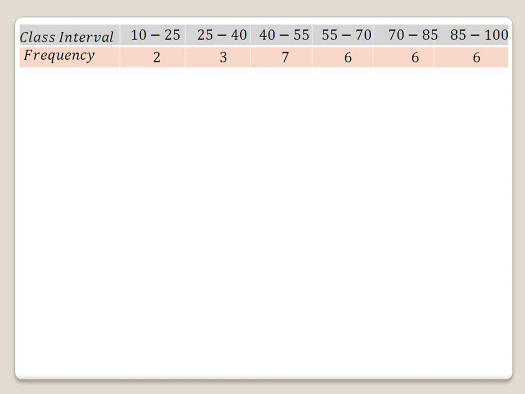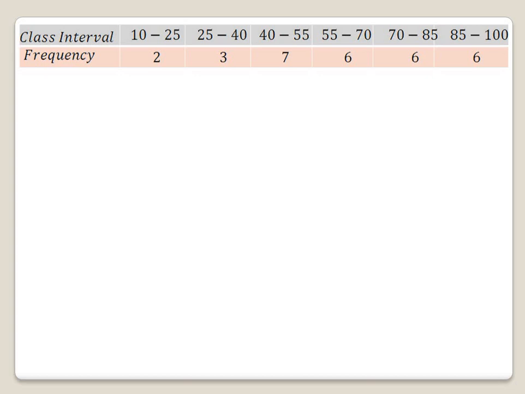Here the class intervals and frequencies are given. For 10 to 25 the frequency is 2, for 25 to 40 the frequency is 3, for 40 to 55 the frequency is 7, for 55 to 70 the frequency is 6, for 70 to 85 the frequency is 6, and for 85 to 100 the frequency is 6. This data is a grouped frequency distribution. From this data we have to find the mean by the step deviation method.